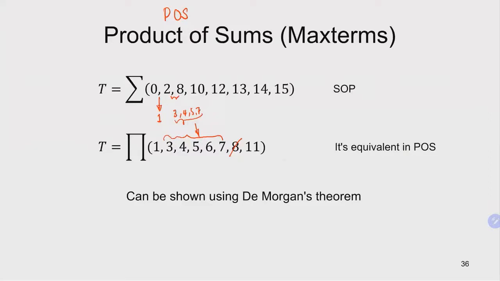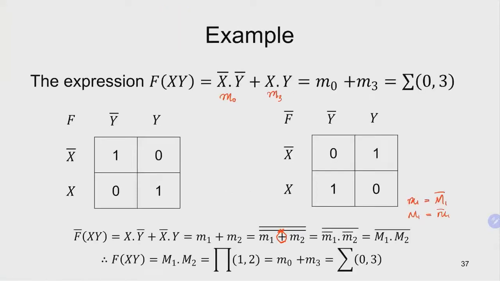But for the 4 variables, you can do the same using the same argument to show that these two are equivalent. Here is just a simple example using 2 variables to show the relationship between the product of sum and the sum of product.